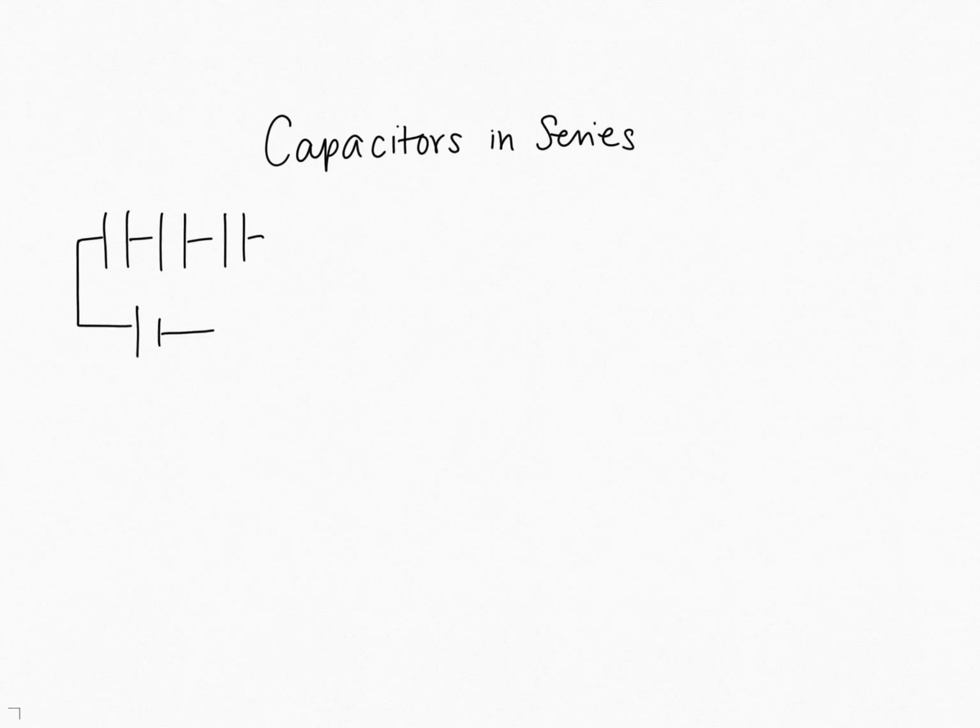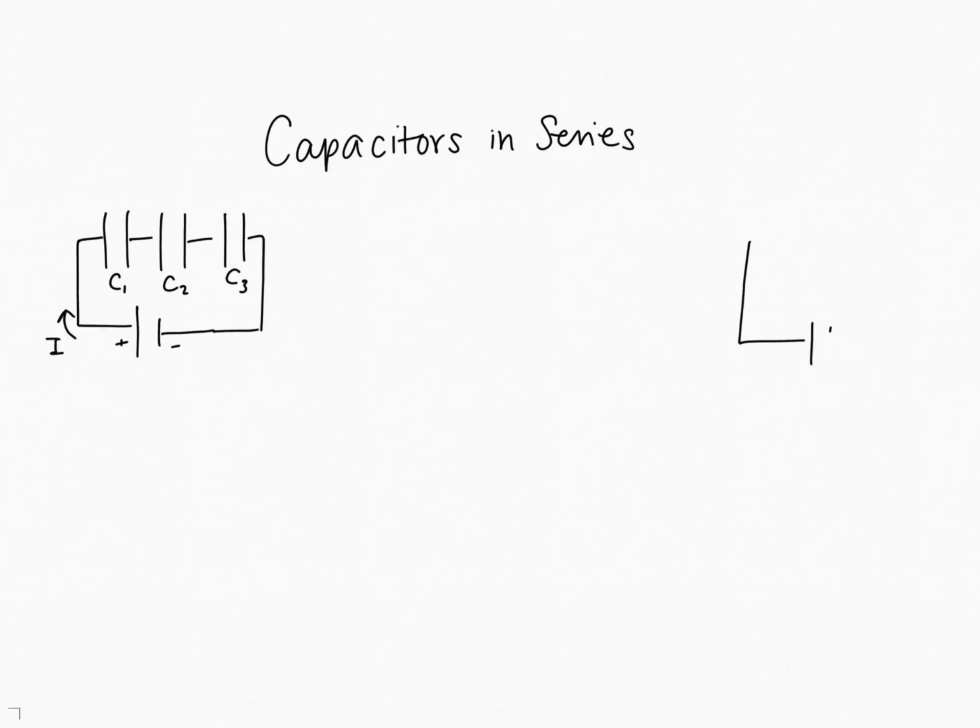Let's talk about capacitors in series. So we have two equivalent circuits. For our first one, we have our battery like so, and it's connected to three capacitors in series. Each one of them has a different capacitance, C1, C2, and C3. And we know that the current is going to flow this way.